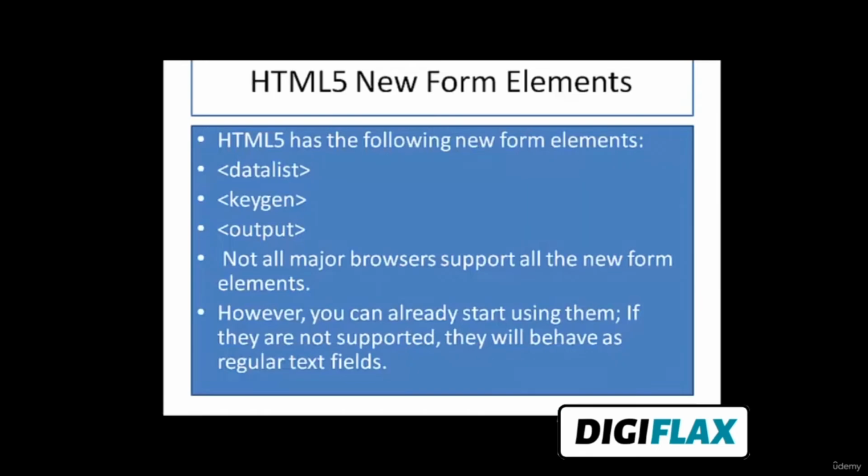HTML5 has new form elements like datalist, keygen, and output. Not all browsers support all the new form elements. However, you can already start using them. If they are not supported, they will behave as regular text fields. In this tutorial, we will see a practical example of the output tag.